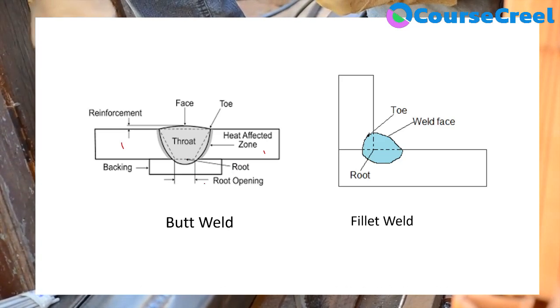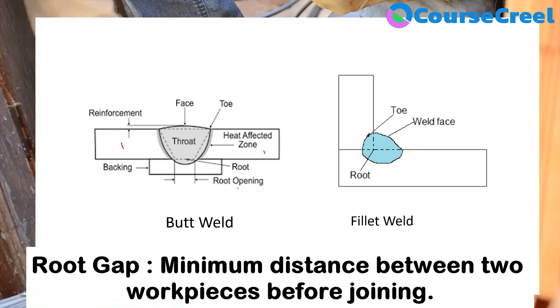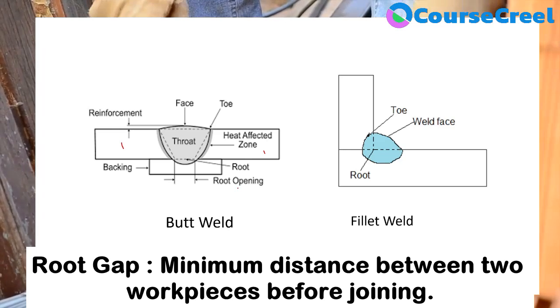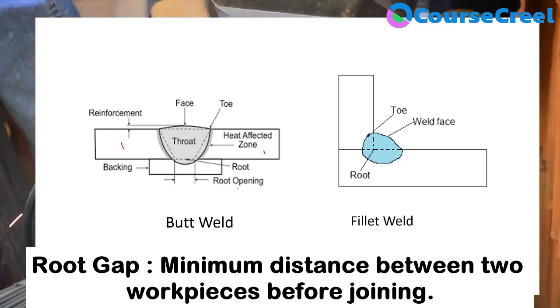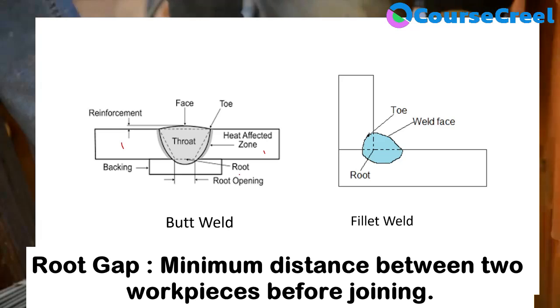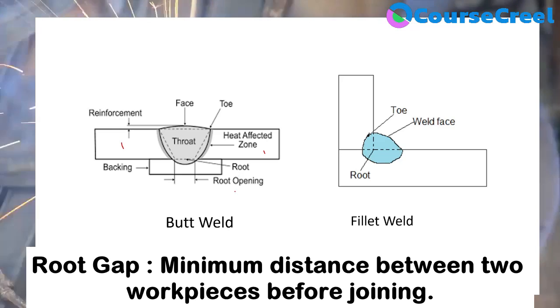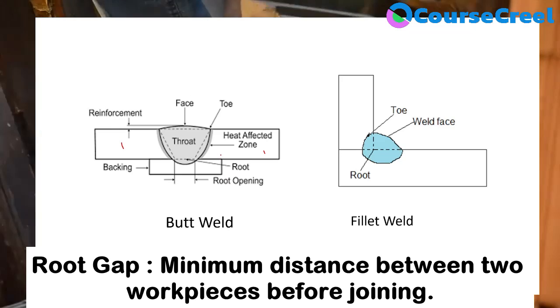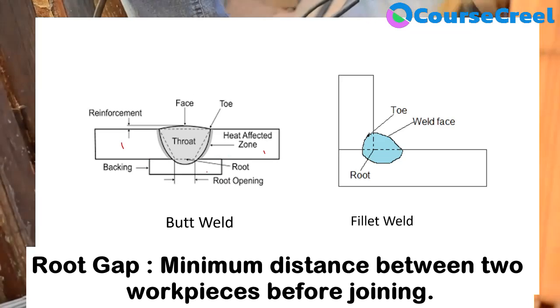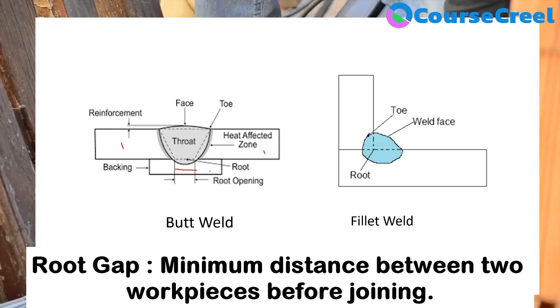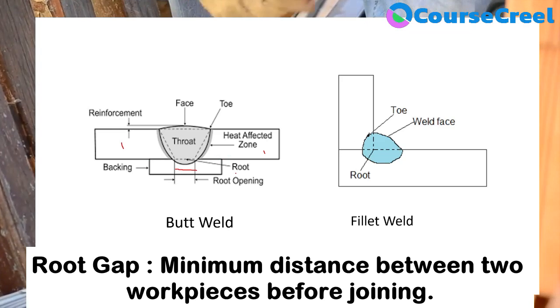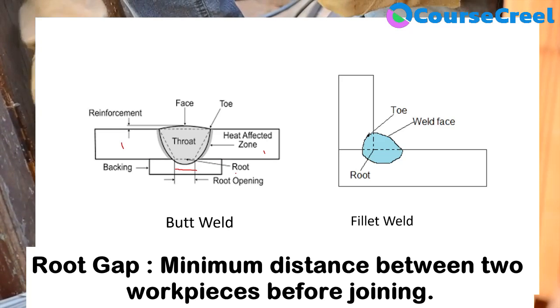Now you can see the root opening. Another term is root opening, or we can say root gap. Root gap is defined as the minimum distance between two work pieces before joining. So root is the point at which the two work pieces to be joined by welding are nearest, and root gap or root opening is the minimum distance between the work pieces. This is the first work piece, this is the second work piece, and here you can see this distance. This is the minimum distance between the workpieces before joining.